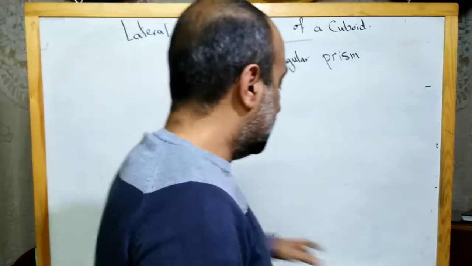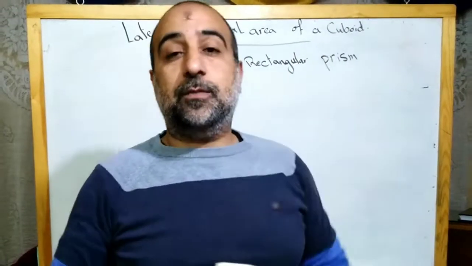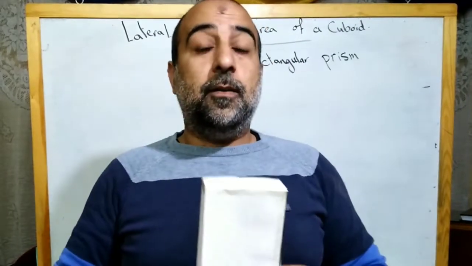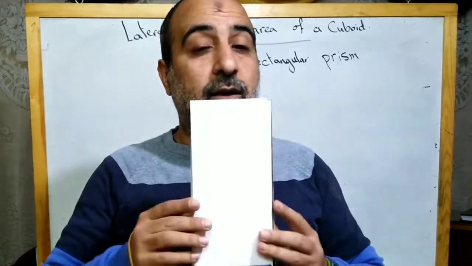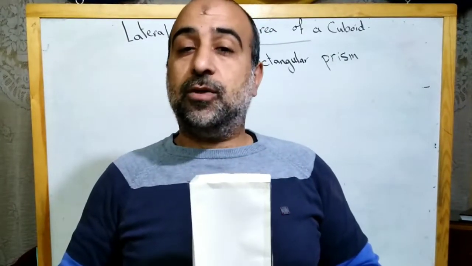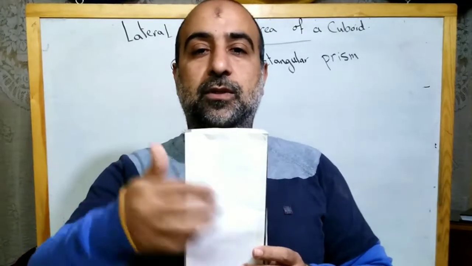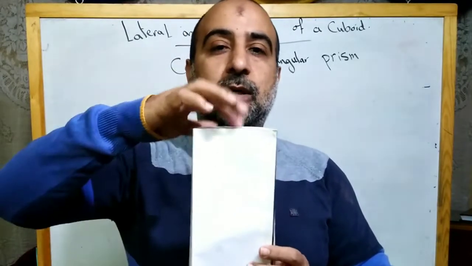But in case of the rectangular prism, or we call it a cuboid, we have 6 faces, but the faces are in the shape of a rectangle. All the faces are in the shape of a rectangle. Each 2 opposite faces are congruent. Front and back, they are congruent. Left and right, they are also congruent. Top and bottom, they are also congruent.